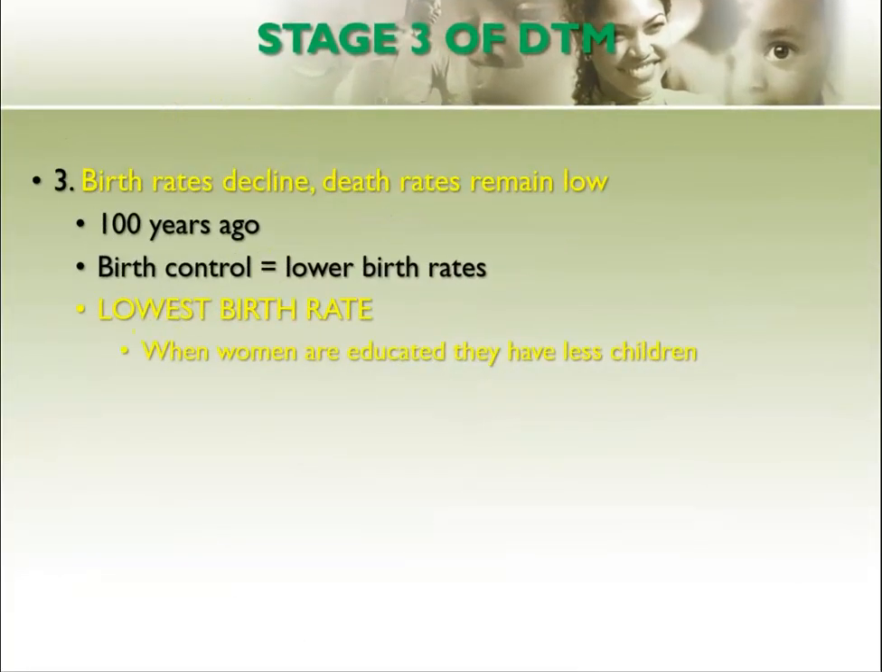Then there is stage 3 of the demographic transition model. Birth rates decline, death rates remain low, and this started 100 years ago, and there was some birth control, and that means low birth rates, and lowest birth rates when women are educated, they have fewer children.